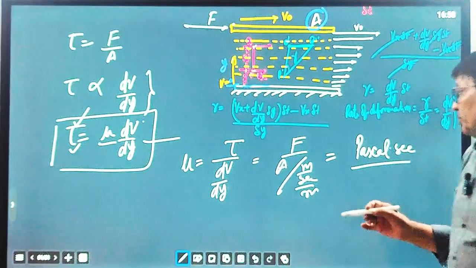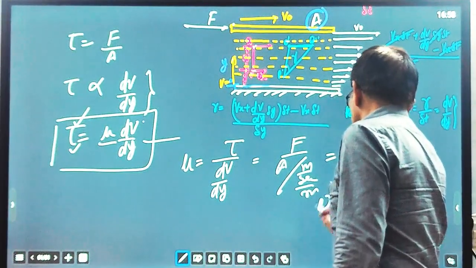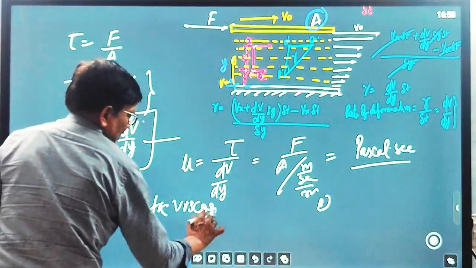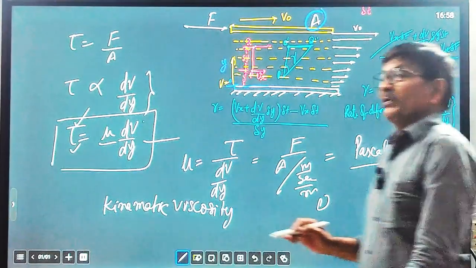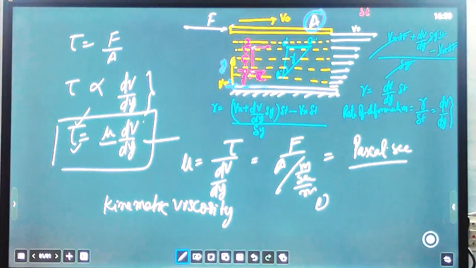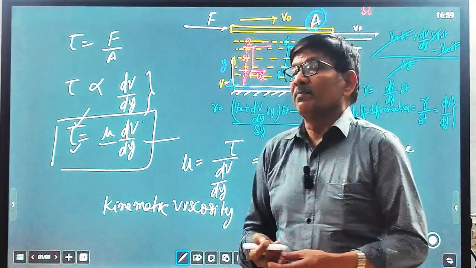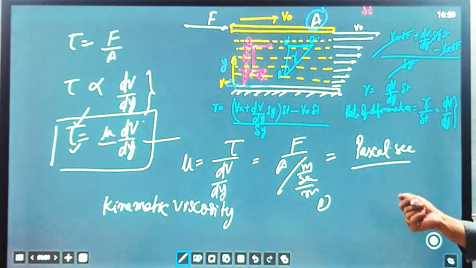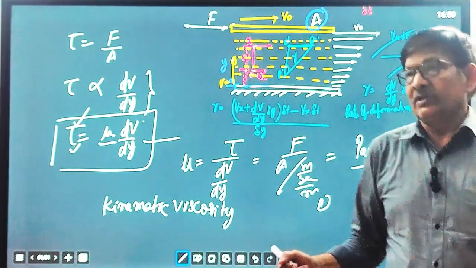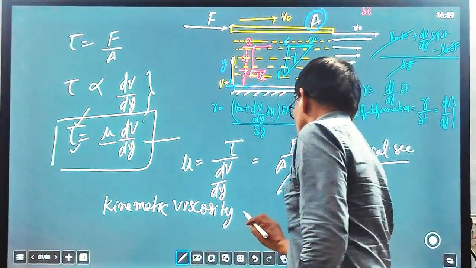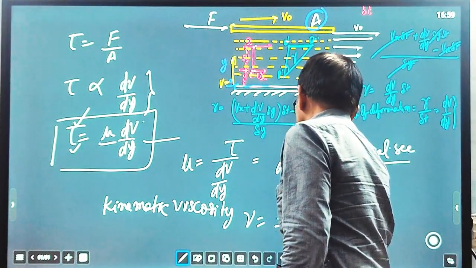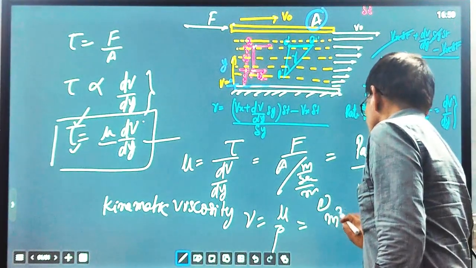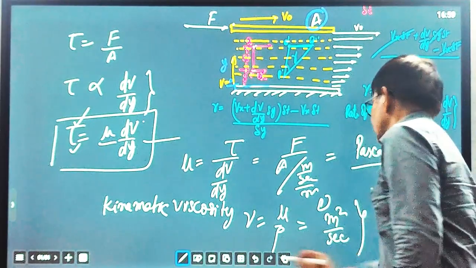And generally we define kinematic viscosity, nu. Kinematic viscosity is generally used for defining the viscosity of gases. In most cases we use kinematic viscosity for gases, in deriving the Grashof number and Prandtl number. We generally use kinematic viscosity because gas particles move with very high velocity. This nu is the ratio of mu by rho. When you simplify this, you get meter square per second. This is the unit of kinematic viscosity.